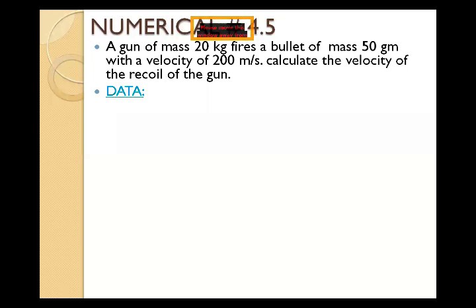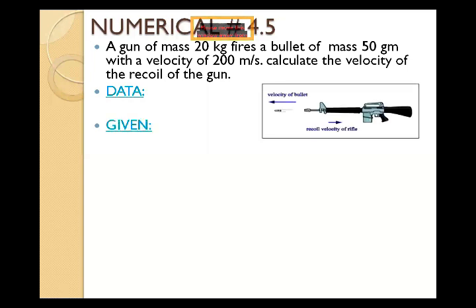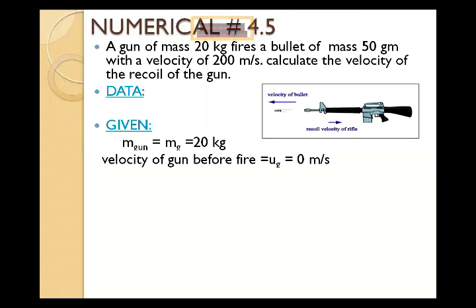So first we are going to collect the data, and in the data we have to find the given values. Students, remember one thing: in this numerical, two objects are used, and the data is also given according to these two objects. The first one is the gun, and the second one is the bullet. The mass of the gun is given, the mass of the bullet is given, and the velocity of the gun and bullet is also given. So be careful to make the data.